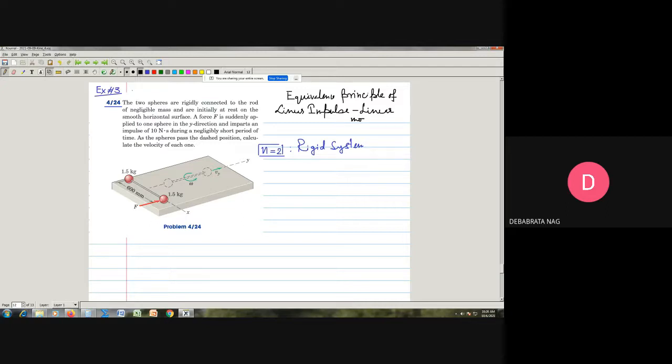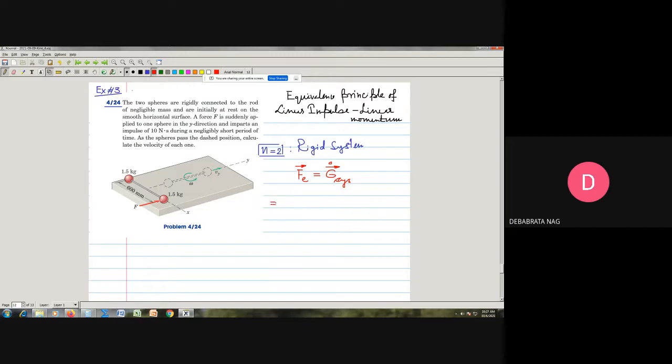So this is the equivalence principle of linear impulse and linear momentum. In this case, we note that this force is acting along the y direction, and therefore we invoke this equivalence principle, which comes from the equation F bar E equal to G bar sys dot. I am mentioning the relevant equation from where this principle is derived.